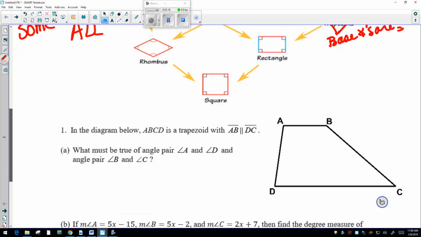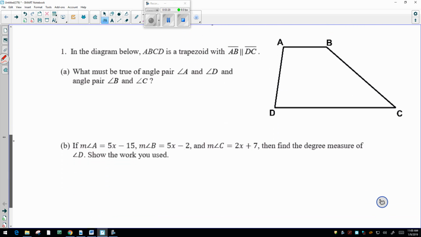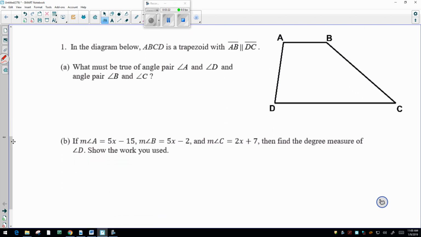Okay, so we're going to practice some properties with trapezoids and discuss some properties with trapezoids and parallelograms. So it says, okay, in the diagram below, we have a trapezoid, and we know that AB is parallel to DC. So there's our at least one set of sides parallel. And it said, what must be true of angle pair A and angle pair D? Okay. And then also, same thing if we look at the other side with angles B and C.